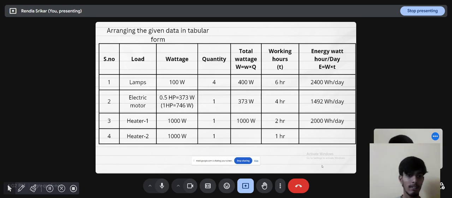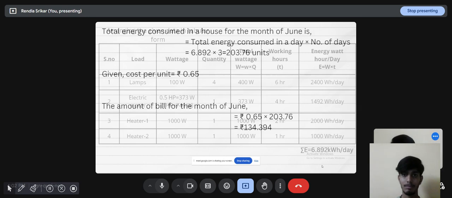So here we have two heaters. Since the working hours are different, we'll be calculating them differently. In the first case, the heater one, the wattage is the same and the quantity is also the same, but the working hours are different. So the total wattage for heater one and heater two will be the same, but the energy watt hour per day will be different. After calculating all the energy watt hour per day, we'll be getting 6.892 kilowatt hour per day.